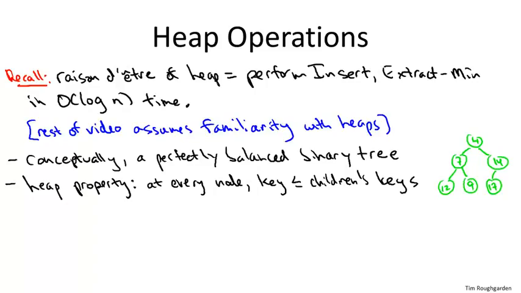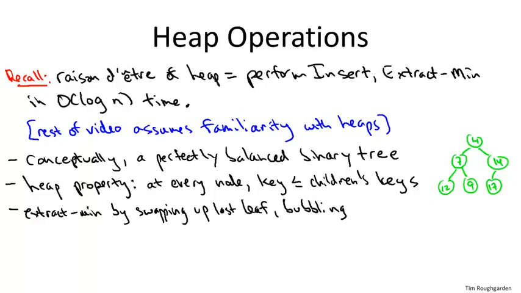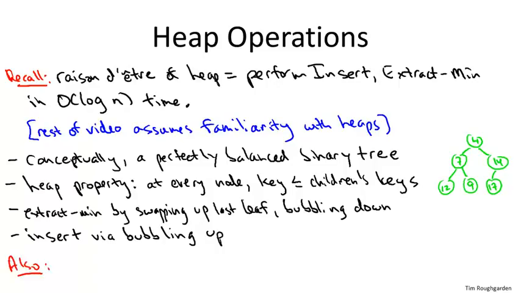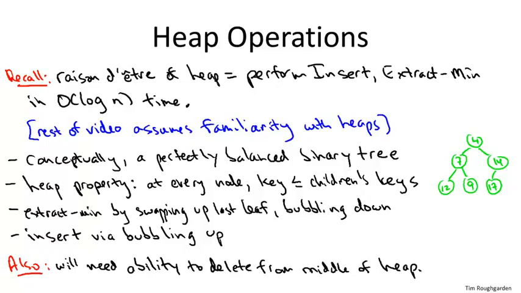And then you swap up the bottommost rightmost leaf, the last element, make that the new root, and then you bubble that down as necessary to restore the heap property. When you do insertion, you just make the new element the new last leaf, bottommost rightmost leaf, and then you swap up as needed to restore the heap property. When we use heaps in Dijkstra's algorithm, we're also going to need the ability to delete an element from the middle of the heap. But again, you can do that just by swapping things and bubbling up or down as needed. I'll leave it as an exercise for you to think through carefully how to delete elements from the middle of a heap.